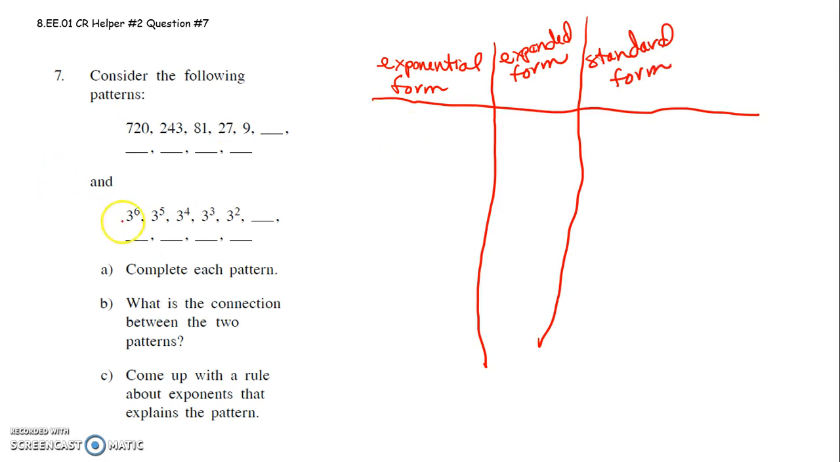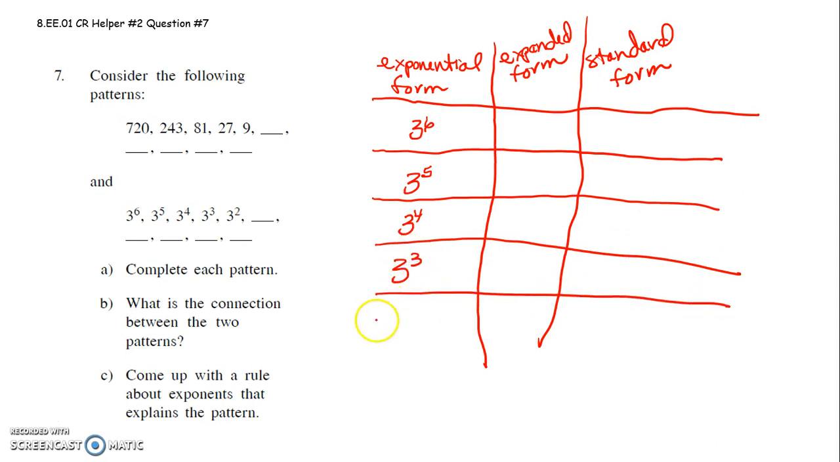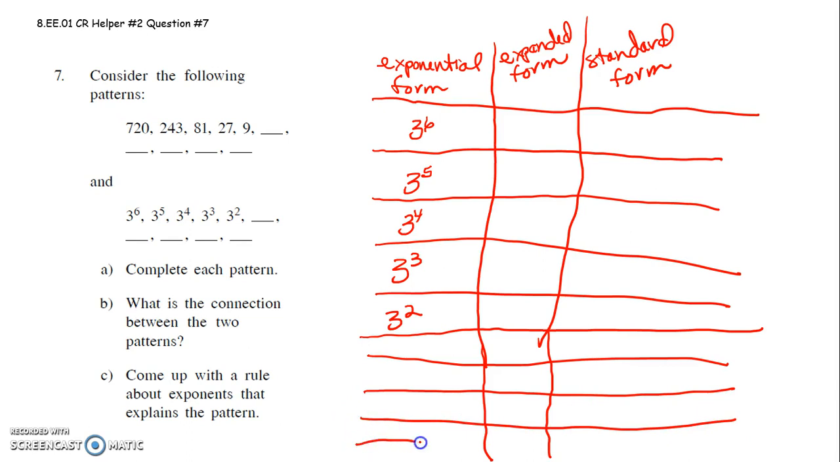Okay. So if I take a look at this second pattern in exponential form, we had 3 to the 6th, then 3 to the 5th, then 3 to the 4th, then 3 to the 3rd, then 3 to the 2nd. And now I have to do 5 more. Great. Didn't leave quite enough room. Now I have to fill in 1, 2, 3, squeeze in 4, 5 more.